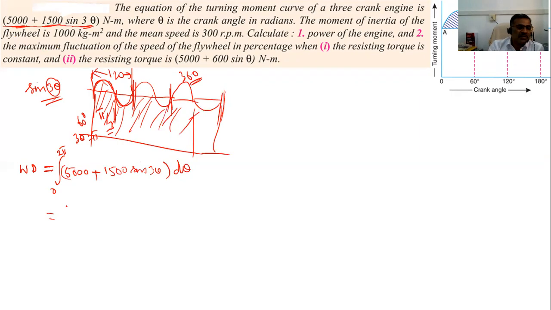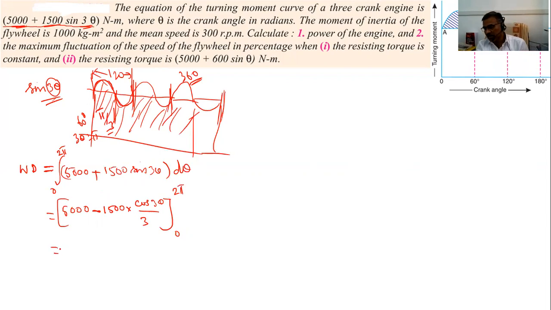So what will be the value? It will be 5000 theta, and for 1500 sine 3 theta, if you integrate sine 3 theta, you will get minus cos 3 theta divided by 3. Put the minus here, and apply the boundary condition. Apply the limits, 0 to 2 pi. That will give the work done. This will be 10,005. 10,005 is the work done.